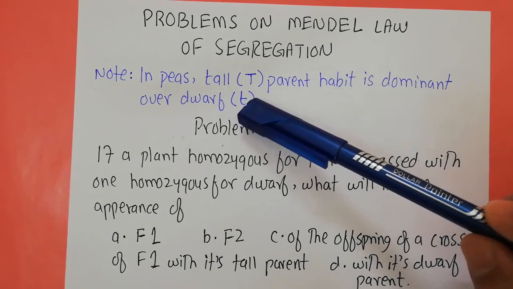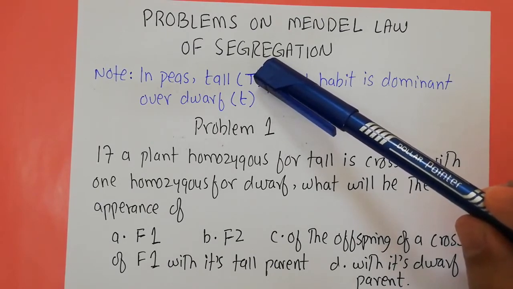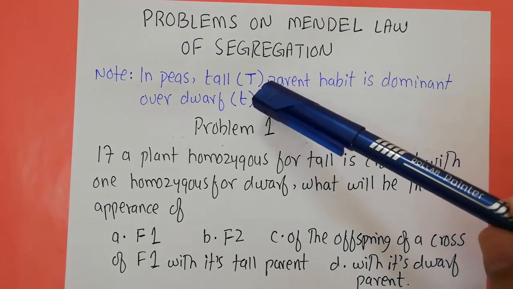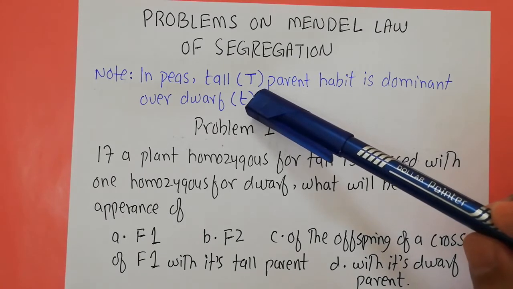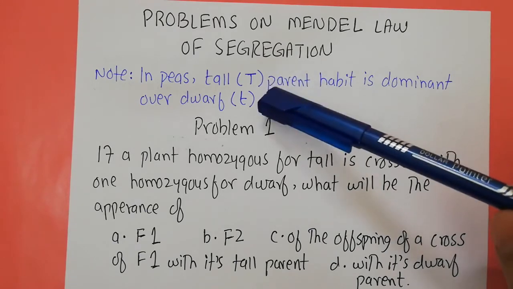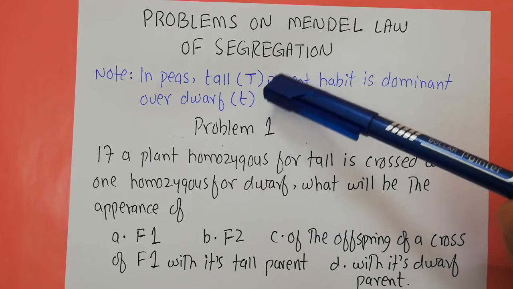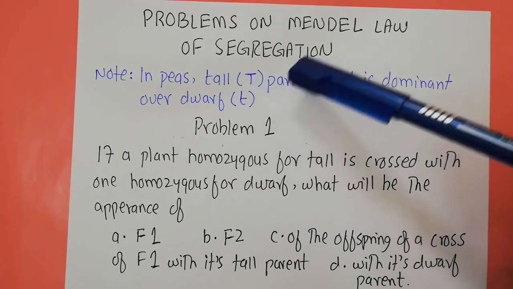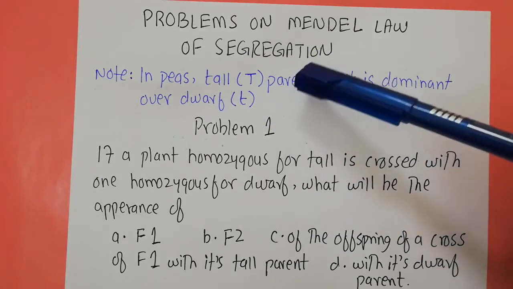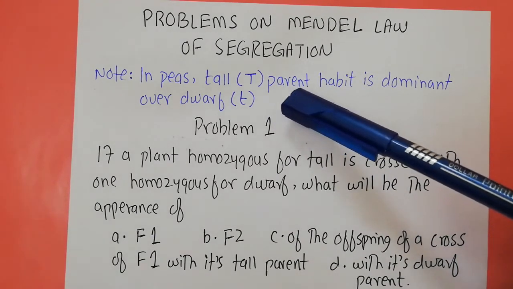Another important thing is that the allele for the tall habit will be represented by the capital T, and the allele for the dwarf habit will be represented by the small t. And another important thing is that this note is only focusing on a single trait, that is, the height of the plant. So you are actually talking about monohybrid crosses. So you have to read the note very carefully in order to solve the problem.